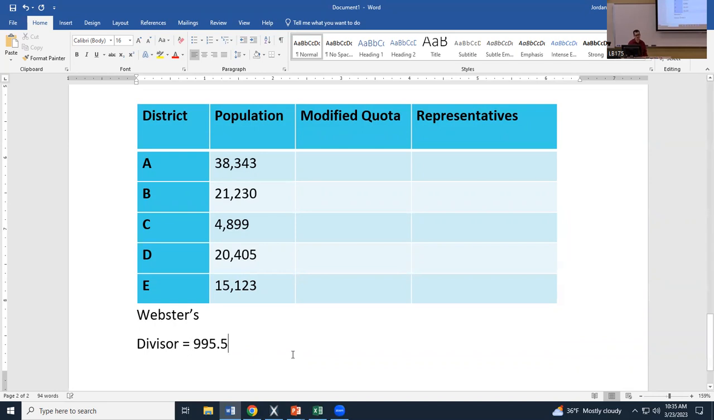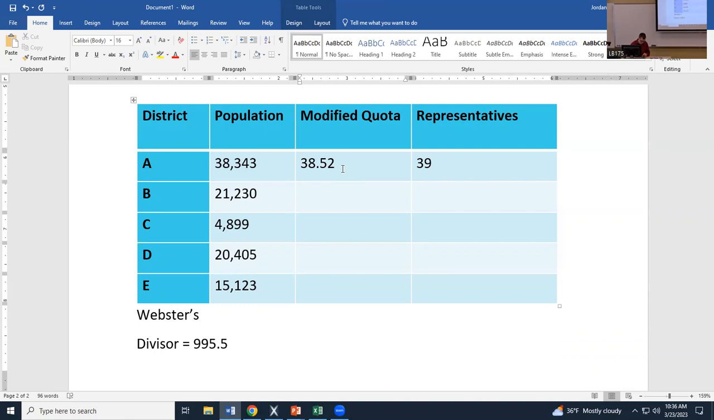Let's just do it that way. 995.5. So take our population, $38,343 divided by 995.5. I get 38.52. Now standard rounding would round that up to 39, right? 0.52 is above 0.5, so 0.5 and above rounds up.